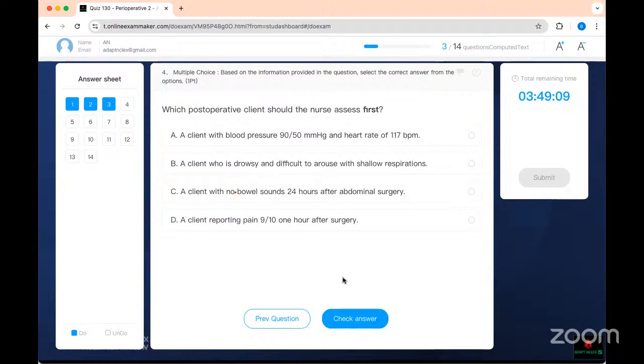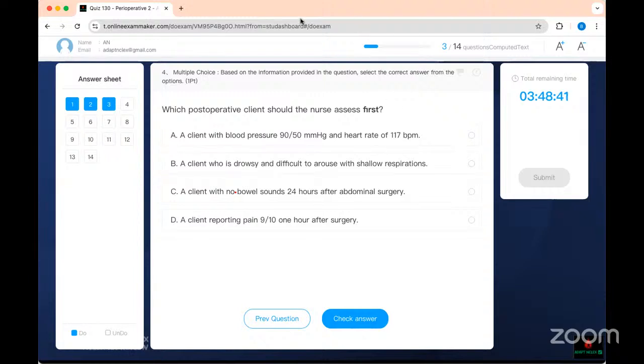Blood pressure of 90 over 50, heart rate of 117. I know you don't like it. It's not good, right? Client is drowsy and difficult to arouse, and he has shallow breath. Those are bad words. Drowsy, difficult to arouse, and a shallow respiration. No bowel sound for 24 hours after surgery. What do you think? And pain, 9 out of 10.